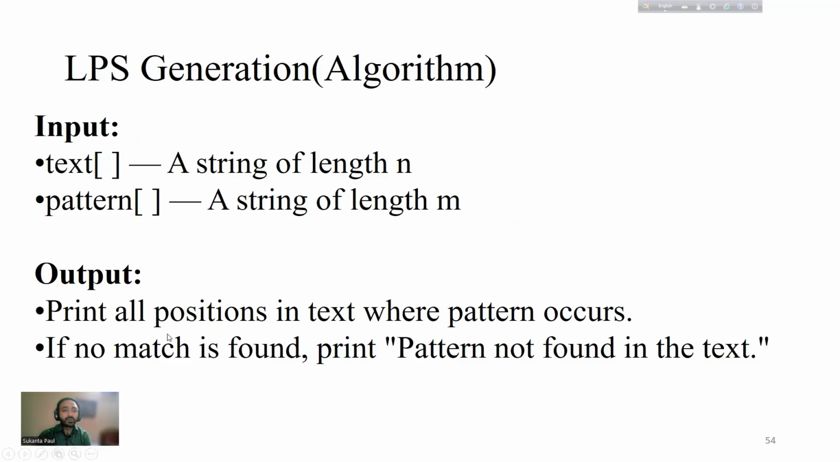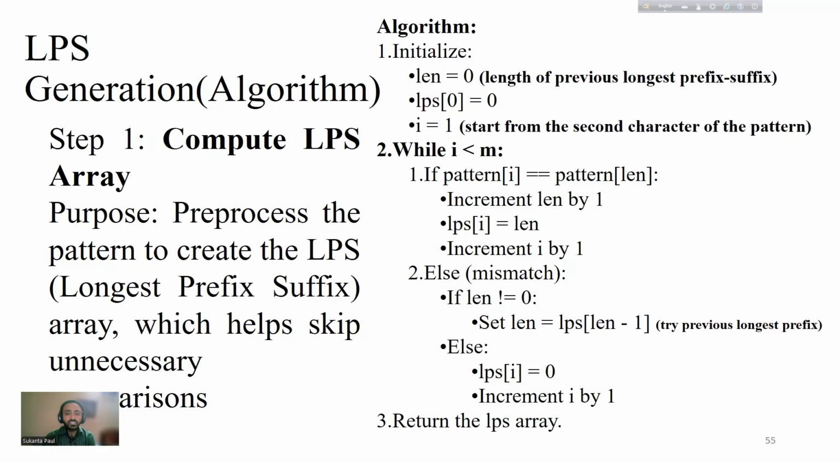So as an input, we'll take a text and pattern. Text is a string of length n, and pattern is a string of length m. As a result, we will get output all positions in the text where pattern occurs. If there is no pattern matched, we will just show pattern not found in the text. So initially, we will compute LPS array.